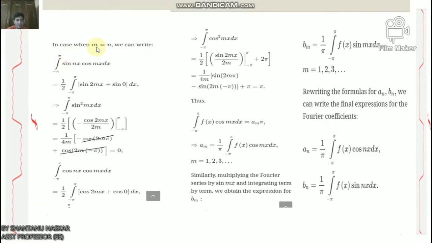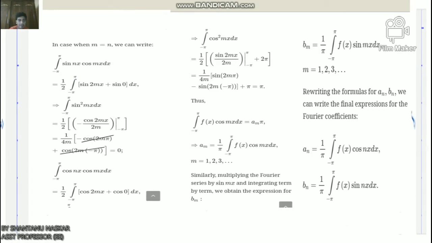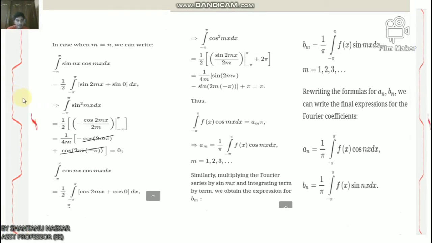So if m is not equal to n, these integrals vanish. And in the case of m equal to n, we can write the integral from -π to π of sin nx cos mx dx equals half the integral of [sin 2mx + sin 0] dx, which is the integral of sin mx cos mx dx, equal to half of -cos 2mx by 2m over the interval -π to π, which is 1 by 4m times [-cos 2mπ + cos 2mπ], equal to 0. So we can cancel these two terms.